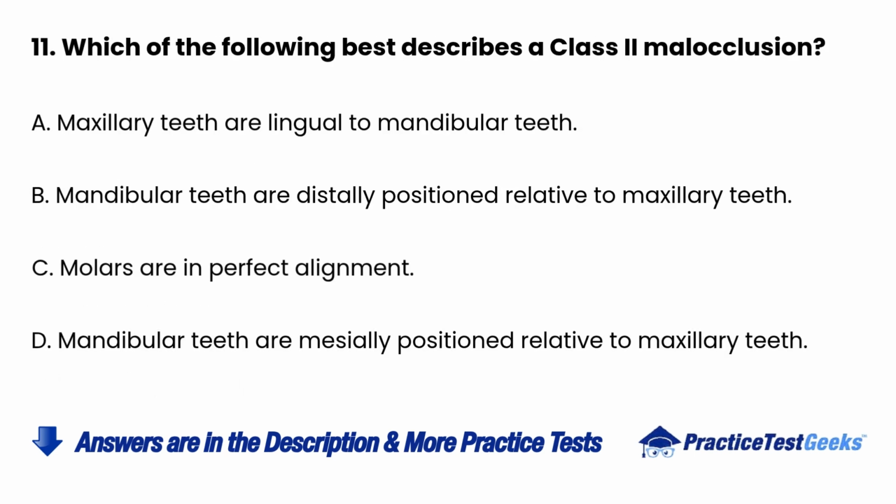11. Which of the following best describes a Class II malocclusion? A. Maxillary teeth are lingual to mandibular teeth. B. Mandibular teeth are distally positioned relative to maxillary teeth. C. Molars are in perfect alignment. D. Mandibular teeth are mesially positioned relative to maxillary teeth.